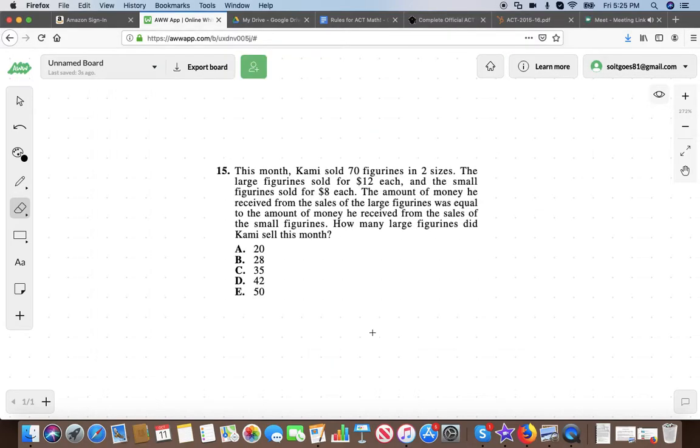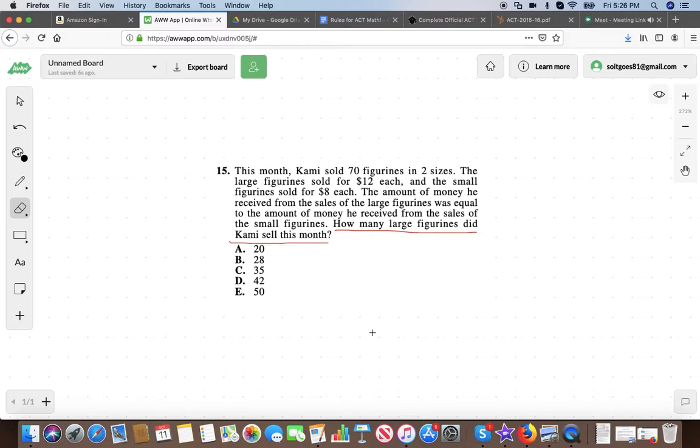Question 15. I like question 15. This one bumped up the level of difficulty a bit. Go ahead and read 15 for me, please. This month, Cami sold 70 figurines in 2 sizes. The large figurines sold for $12 each, and the small figurines sold for $8 each. The amount of money he received from the sales of the large figurines was equal to the amount of money he received from the sale of the small figurines. Okay, so we're solving for, again, what we're solving for is always that last sentence of the question. How many large figurines did Cami sell for the month? Okay. Cami's a dude. Okay, fine.